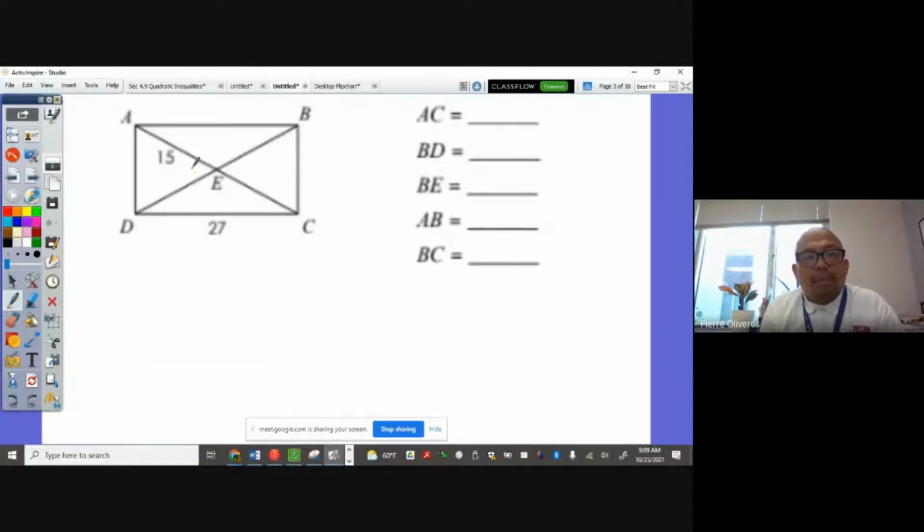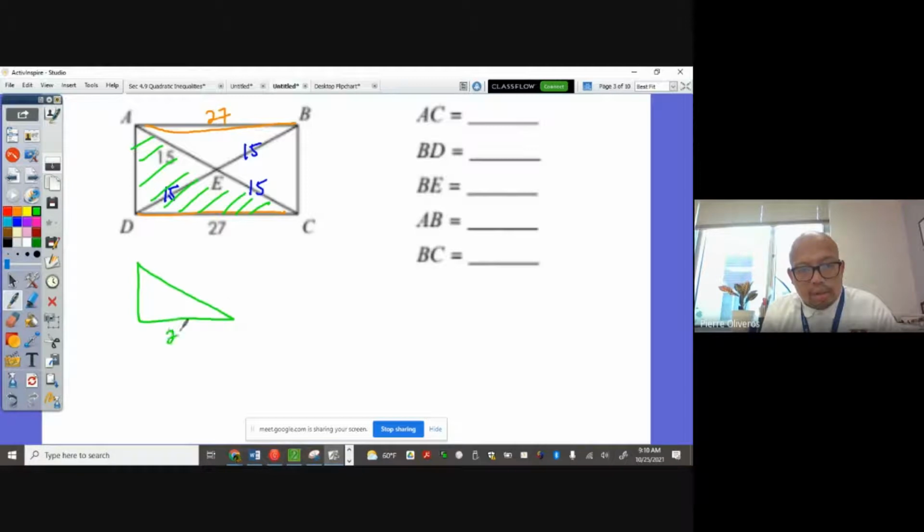Next. We're given a rectangle ABCD. If this portion here is 15, I know that this is 15, I know that's 15, and this 15. The entire thing is 30 and 30 for both sides, okay? And I know that this one here is 27, so this has to be also 27. If you look at our figure, we have a right triangle again here. This is 27, this is 30, and I need to find AD, okay?